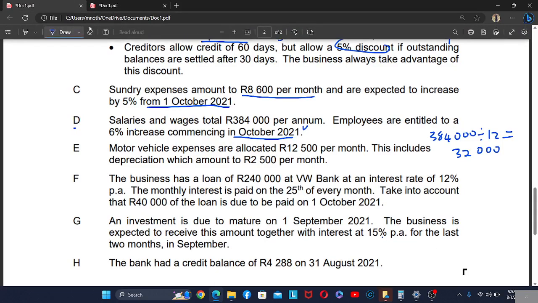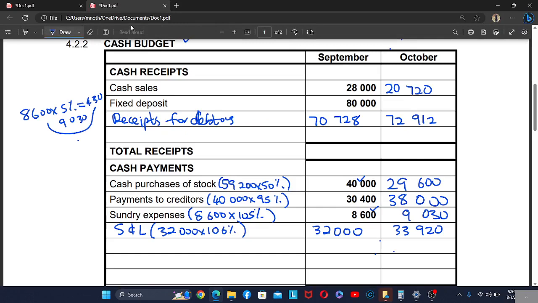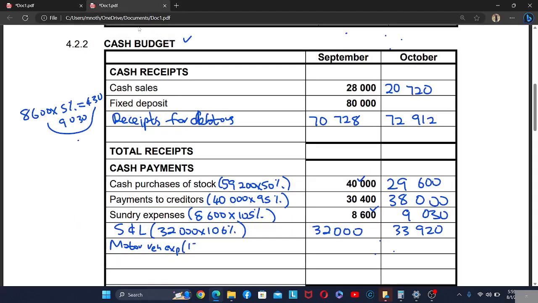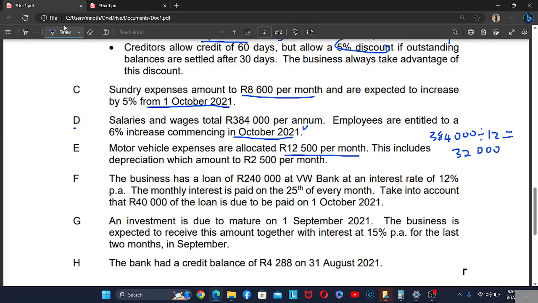Okay. The next one, E. Motor vehicles expenses are allocated as 12,500 per month. This includes depreciation, which amounts to 2,500 per month. Okay. Motor vehicles expenses, they are how much per month? They are 12,500 per month. So we need to remember the cash budget includes only the cash items.